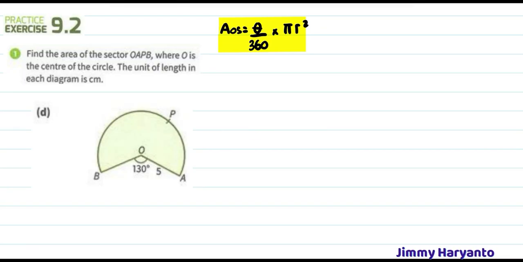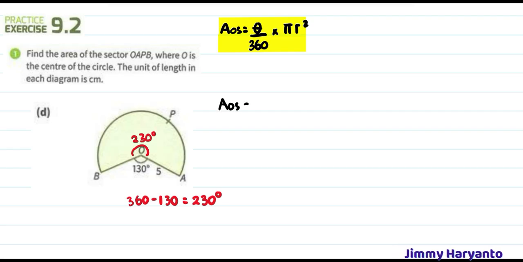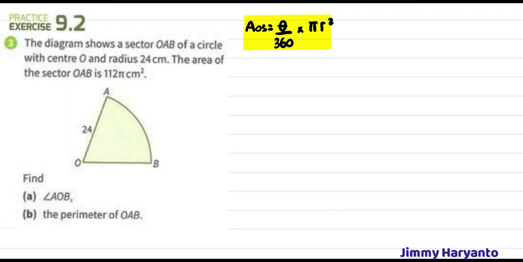Next is 1D. For 1D, the question wants you to find this one. That means the angle is not 130. We have to find the angle first, the angle of this one. So 360 minus 130 equals 230 degrees. So this one is 230 degrees. And then after that, we can find the area of sector equals 230 divided by 360 times pi times 5 square. And the answer is 50.2 centimeters square.